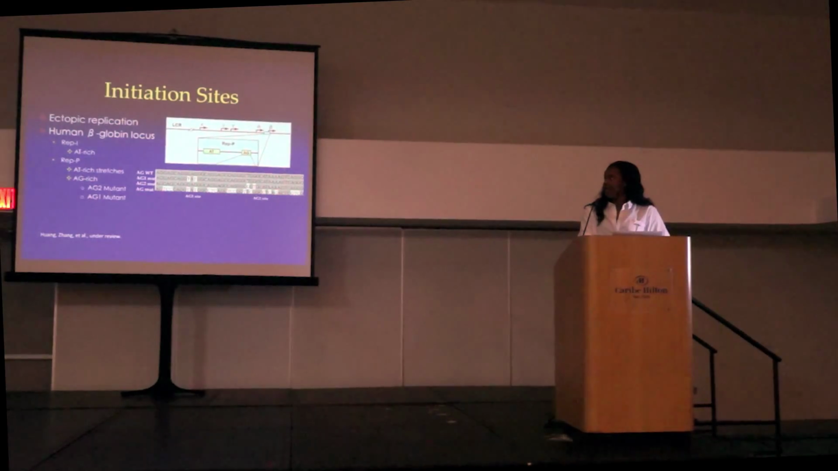One of these replicator sites is found on the human beta globin locus, which is located on chromosome 11. Within this locus, there are two regions: RepI, which contained an AT-rich stretch that was essential for its ability to initiate DNA replication, and RepE. Though RepE had an AT-rich stretch, a 45 base pair AG-rich stretch was essential for its functioning. Within the AG-rich stretch, there was the AG2 mutant and the AG1 mutant sequence.